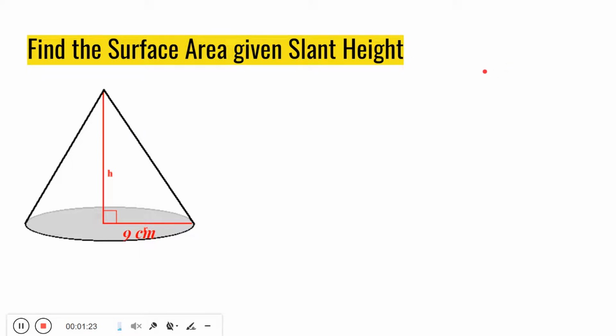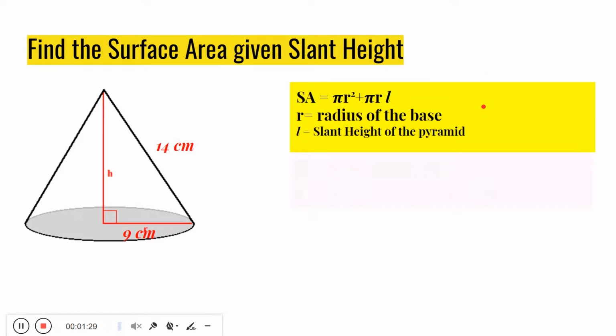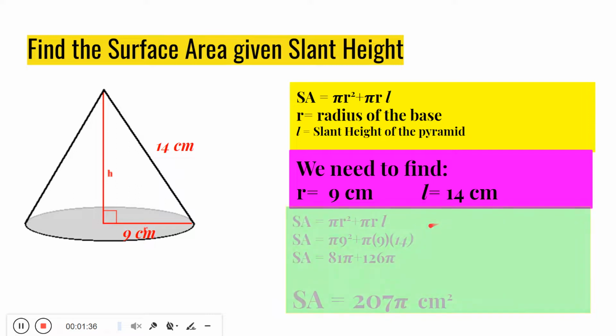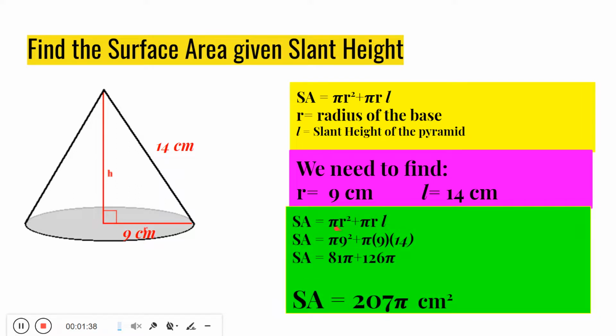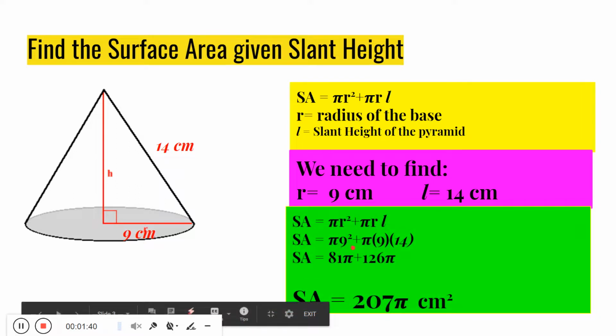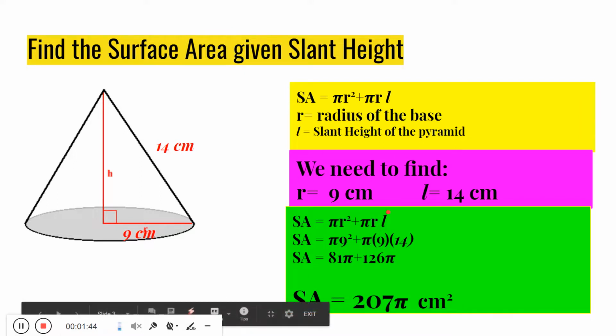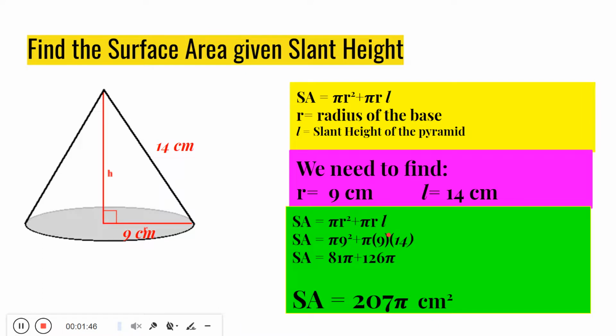I'm going to tell you that the radius is 9 centimeters and the slant height is 14 centimeters. So those are the only two things we need to know. The radius is 9, the slant height is 14. We simply plug those into the formula. So it's pi, we plug in 9 for the radius, pi, 9 for the radius, slant height 14.